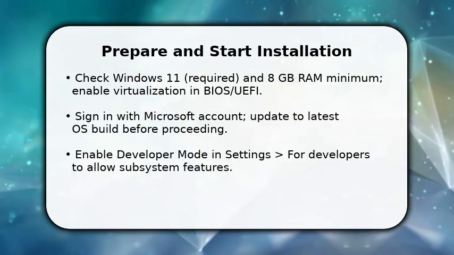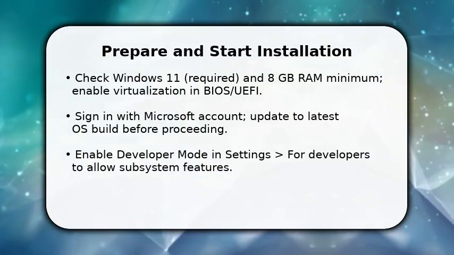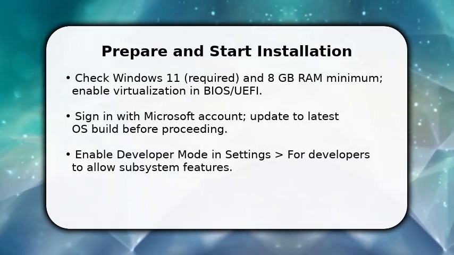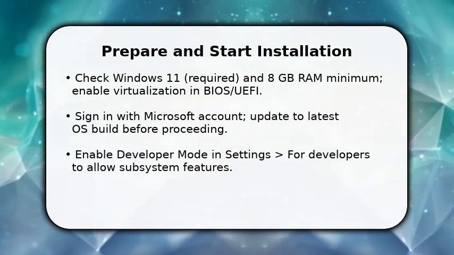This unlocks subsystem capabilities. Next, open optional features and add the virtual machine platform and Windows subsystem for Android. These first actionable changes prepare your PC to accept the Play Store components.